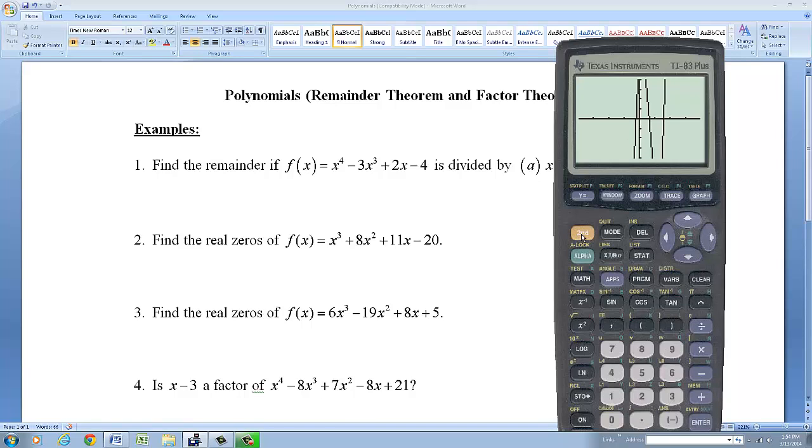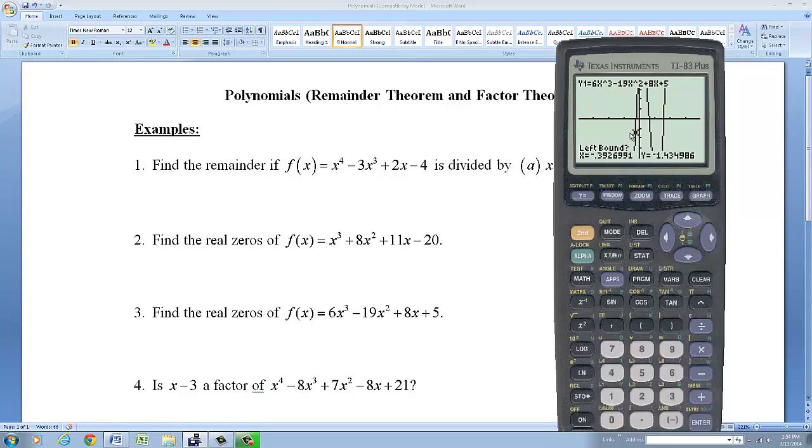And I'm going to go to second, hit the trace key, which means I'm accessing the calculate menu. Okay, so here's what I'm going to do. I'm going to enter 2. So I'm going to try to get the zeros this way. In another video I did something similar to this. We need a left bound. Okay, so we're looking for this one right here.